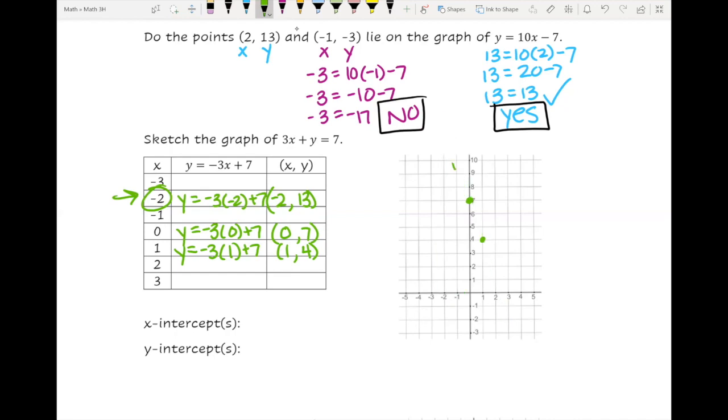So they are asking me to sketch a graph of this line, which I did. I can see the y-intercept. The y-intercept is the point (0, 7). What I can't see is the x-intercept. I know it's somewhere around here, but exactly which one, I'm going to have to do a little algebra for that.